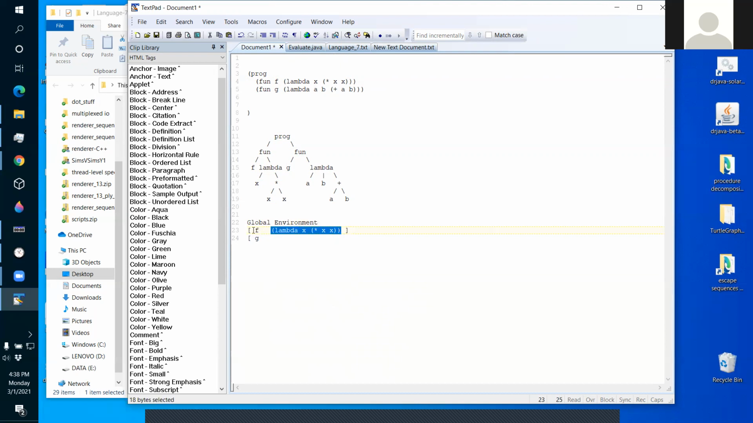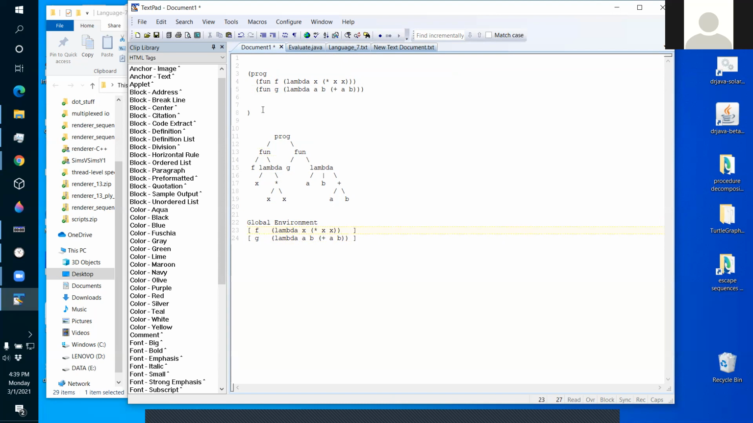If you want, you can think of functions as pointers, just like they are in C. This thing points at that code. Okay, and then now it doesn't walk the lambda expression. It puts into the environment F pointing at that lambda expression. Then when it sees this guy, it puts G pointing at this other lambda expression. Okay, so it builds that environment.